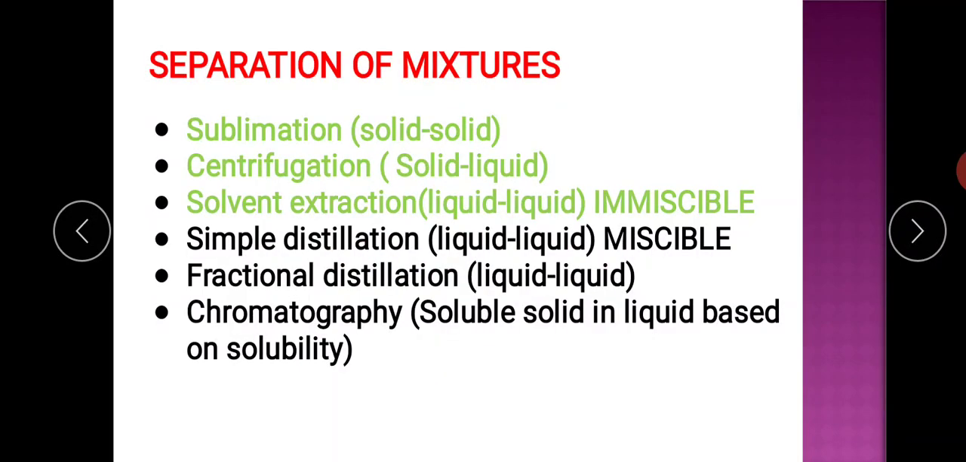So we have different types of separation techniques. We have sublimation to separate solid mixtures, centrifugation to separate solid and liquid, and solvent extraction to separate immiscible solid and liquid. Immiscible means they don't get mixed up. Simple and fractional distillation separate liquid mixtures which are miscible. Miscible means what? They get mixed up.